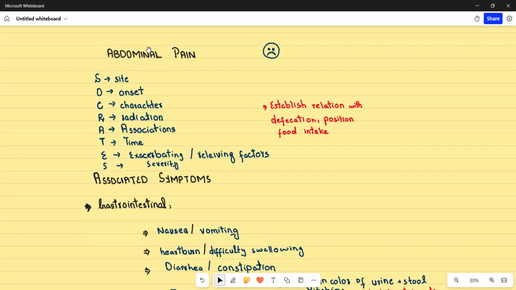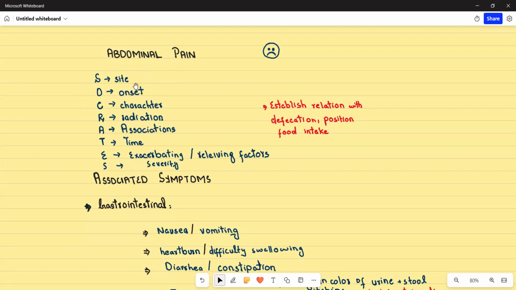So the next thing is to ask an open-ended question about the presenting complaint. So we'll ask the patient, can you please tell me a bit more about this pain? And the patient might tell you a few specific details about his pain, but we need to explore it further. So I'll ask SOCRATES, which is basically an acronym. So we are going to start asking close-ended questions now.